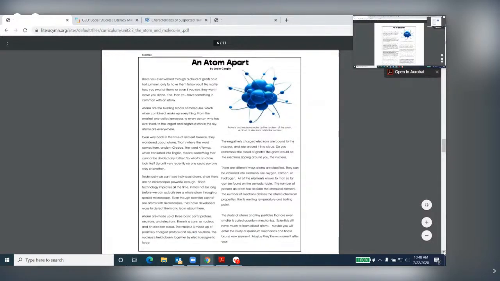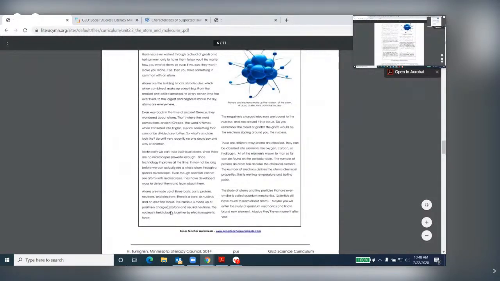There is a core nucleus and electronic cloud. The nucleus is made up of positively charged protons and neutral neutrons. The nucleus is held closely together by electromagnetic force. The negatively charged electrons are bound to the nucleus and zap around in a cloud. Do you remember the cloud of gnats? The gnats would be the electrons zipping around you, the nucleus.